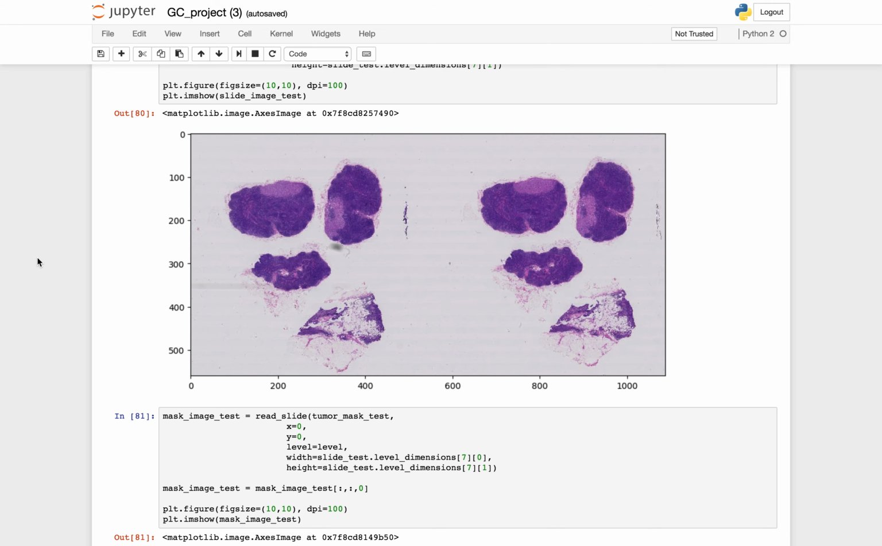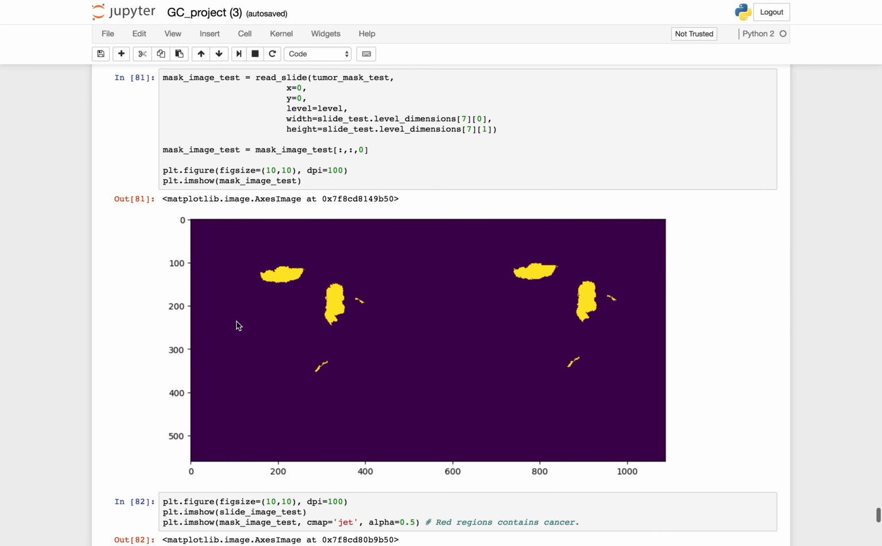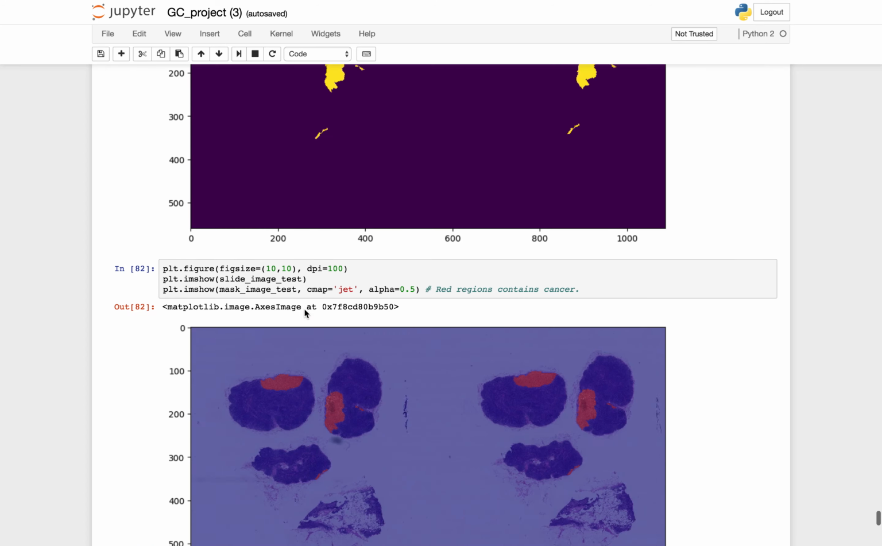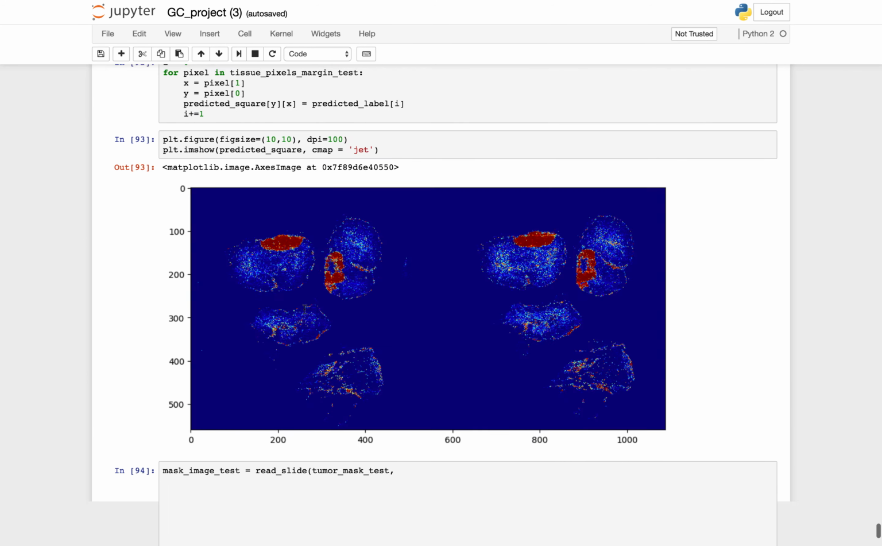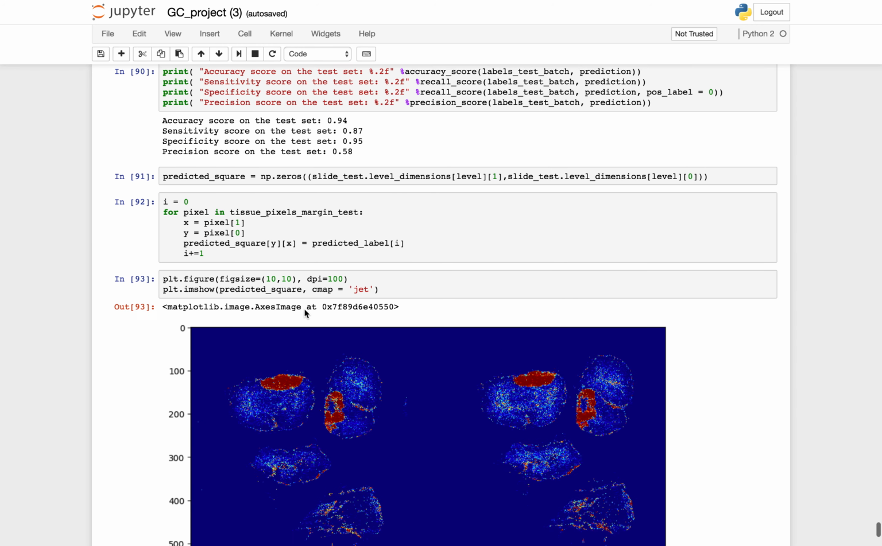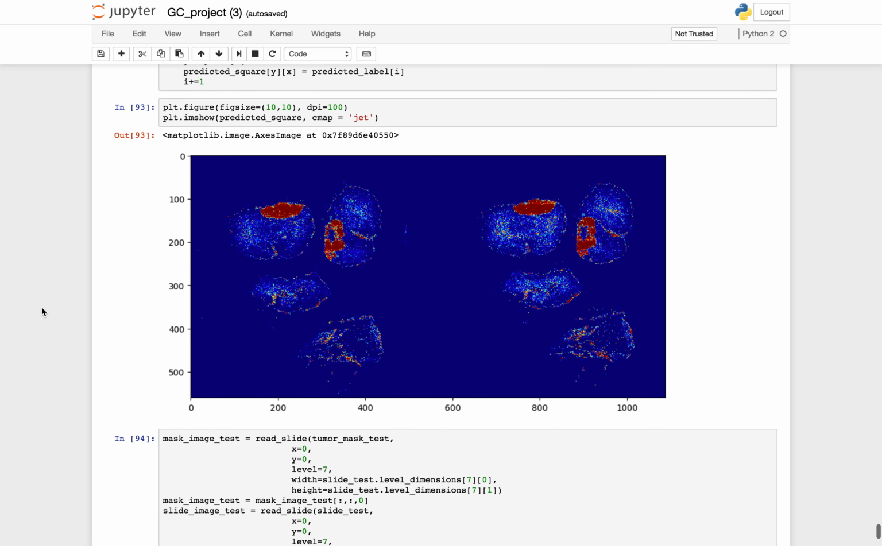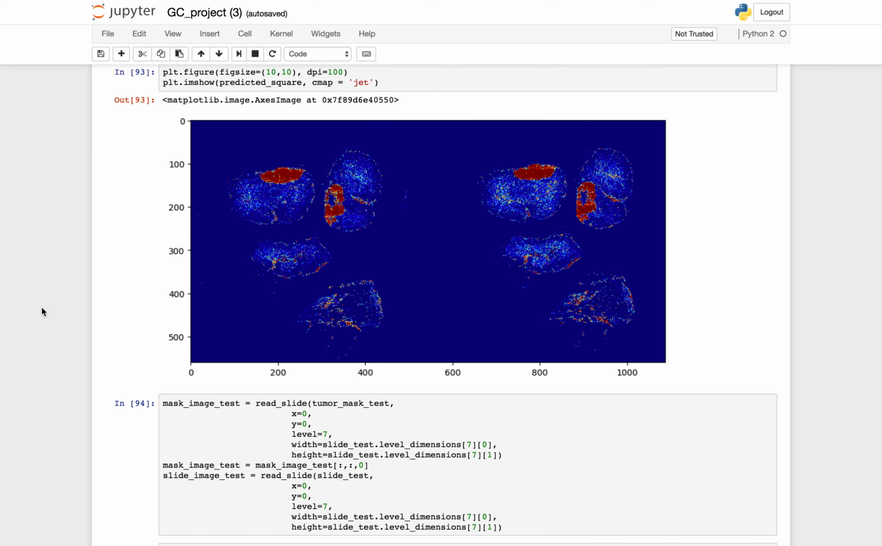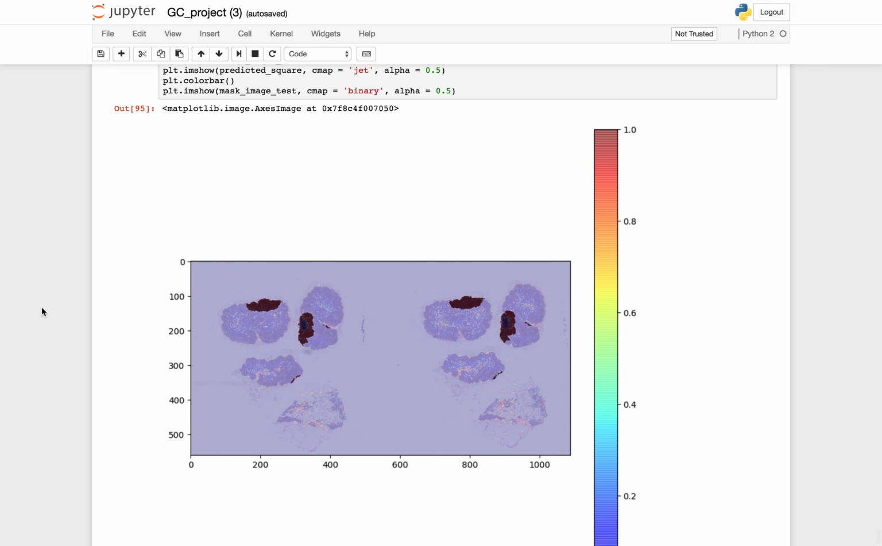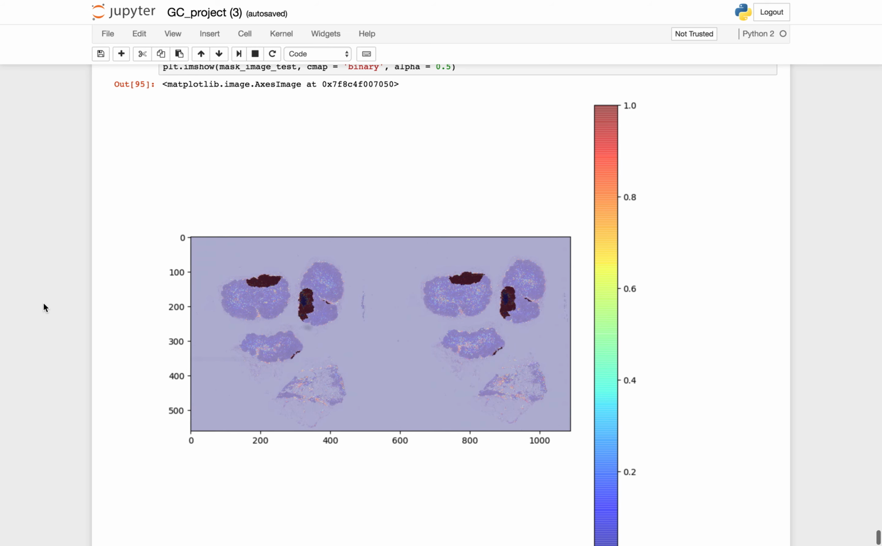This is what our testing slide looked like. The tumors are located here. And this is the prediction that we have on this test set. So 87% sensitivity and 95% specificity. This is our prediction, and this is where the tumor cells actually were in black.